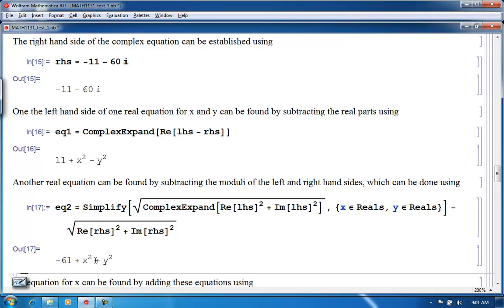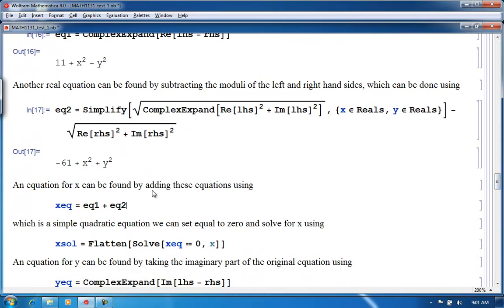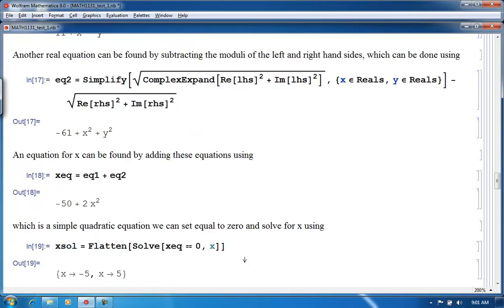Well, we can see that if we add these two equations, then we'll get rid of the y. So we'll get a single equation for x by adding them. So let's do that. So we add the equations, and that's the result. So 2x squared minus 50 is 0. That's a very simple quadratic equation which we can solve using this. Mathematica knows how to solve quadratic equations, but we could have written that. So it finds two solutions, minus 5 and plus 5.